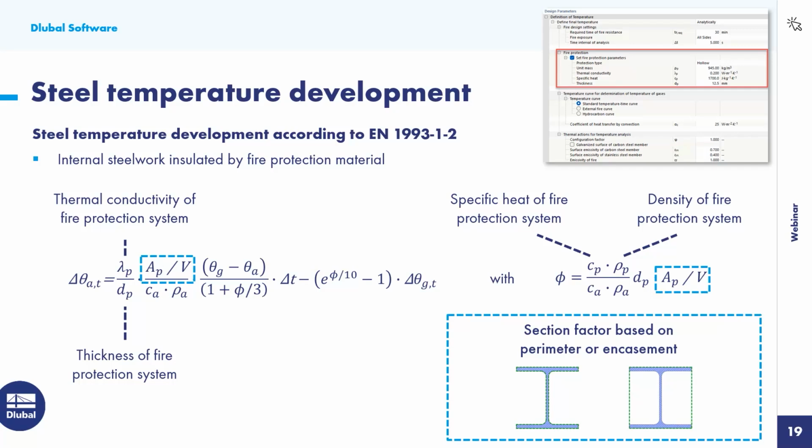And there's one specialty that we have to take into consideration when calculating the section factor, because it depends on whether I use spray plaster, which is applied on the perimeter of the section, or if I use board, which usually leads to a hollow encasement. I have to calculate the section factor accordingly, either using the perimeter of the section, or the hollow encasement, or a fictitious encasement of this section, as shown here on the lower right side of this figure. So those conventional fire protection systems can be easily considered in our program as well.